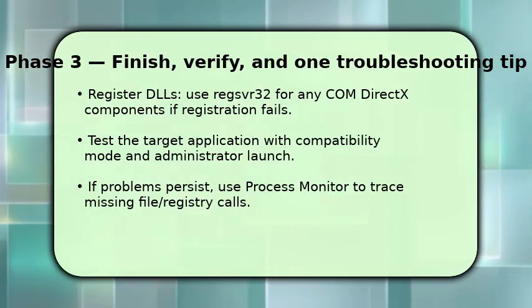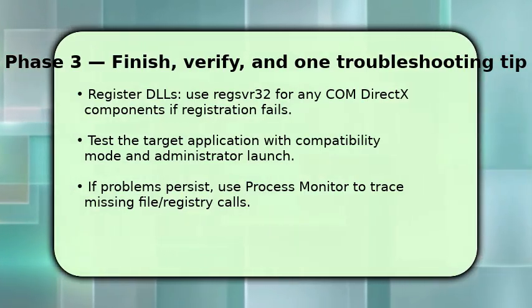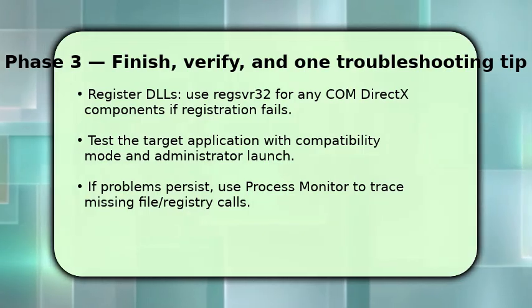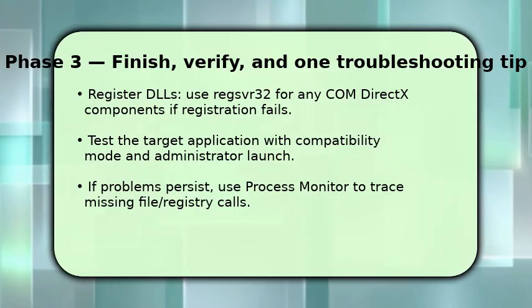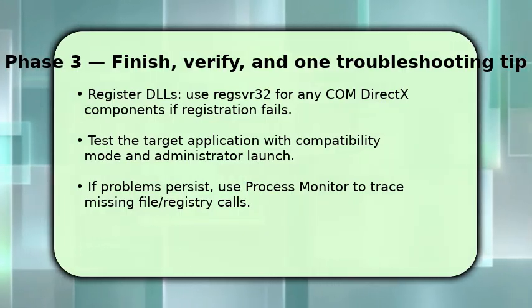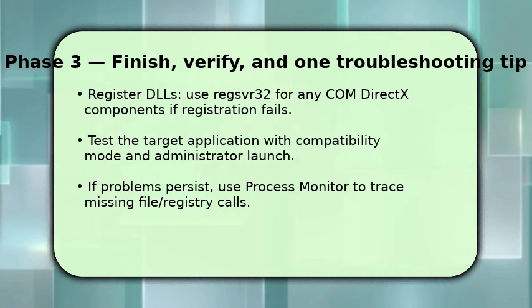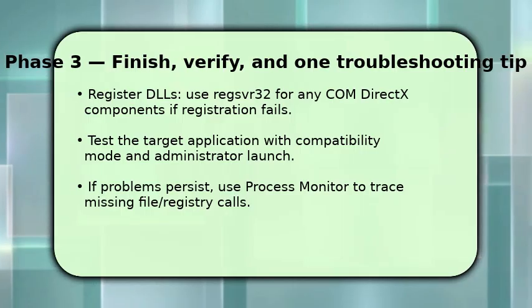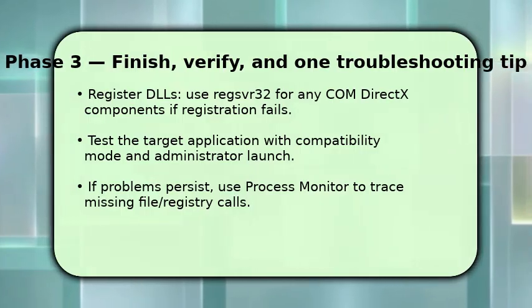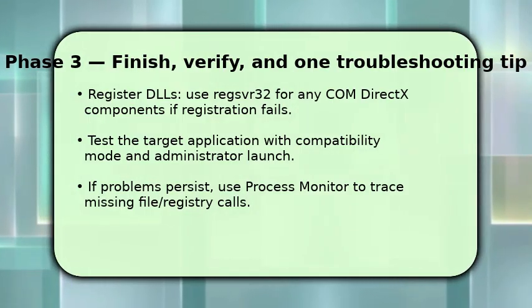Then test the target application under compatibility mode and run as administrator, because permission and legacy flags can matter. If the app still fails, run Process Monitor to capture missing files or registry access denials. This reveals what the app seeks. One key troubleshooting tip: revert to your system restore point if system instability appears, then iterate.